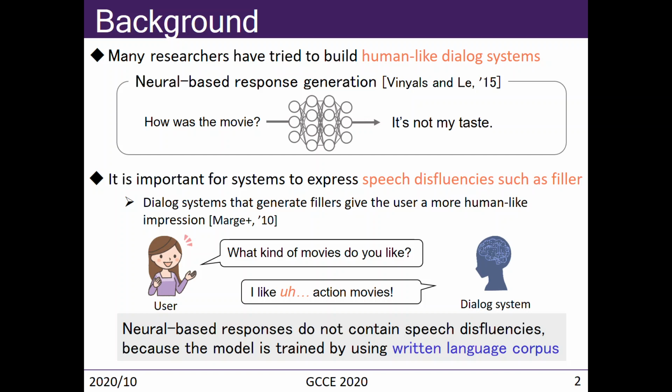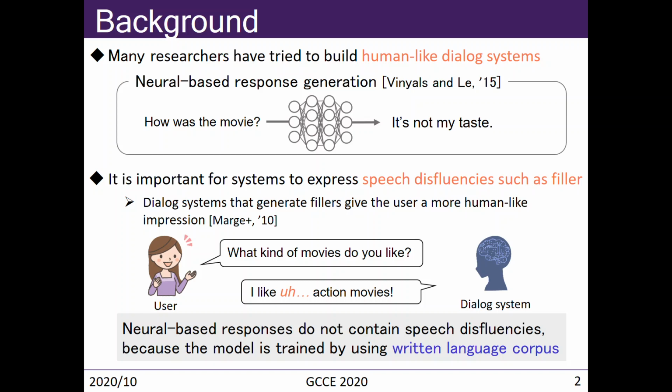To achieve human-like conversation, it is also important to express speech disfluencies, such as filler, in addition to the naturalness of generated responses. Fillers are short words used to fill pauses in speeches, such as "uh" or "you know." Marge and others reported that dialogue systems that generate fillers give the user a more human-like impression.